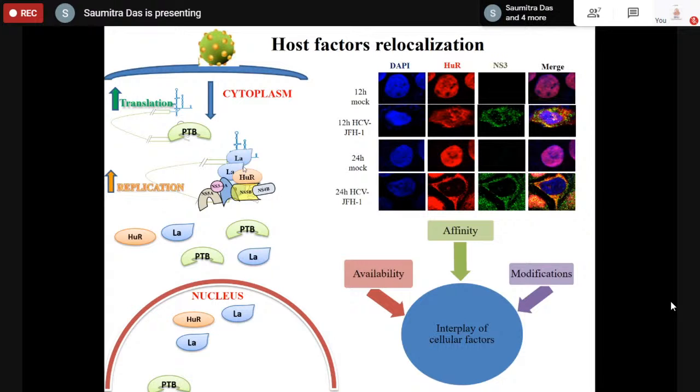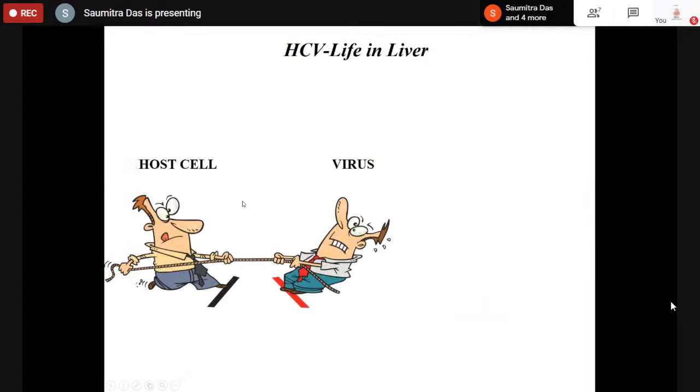And what is interesting is, when they come out to the cytoplasm, they are usually modified, and that's how they come out. Most of the time it is a phosphorylation or acetylation, and these modified proteins have greater affinity or lesser affinity. So we have tried to understand how their modifications change their affinity and the cytoplasmic availability so that they can bind to the 5' UTR and 3' UTR and control the virus RNA translation.